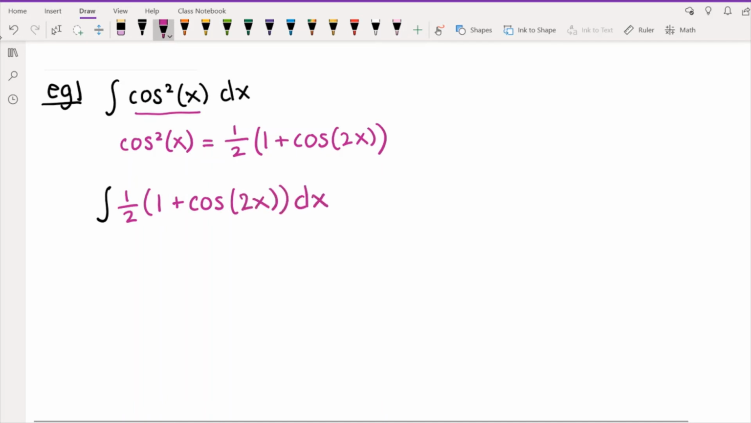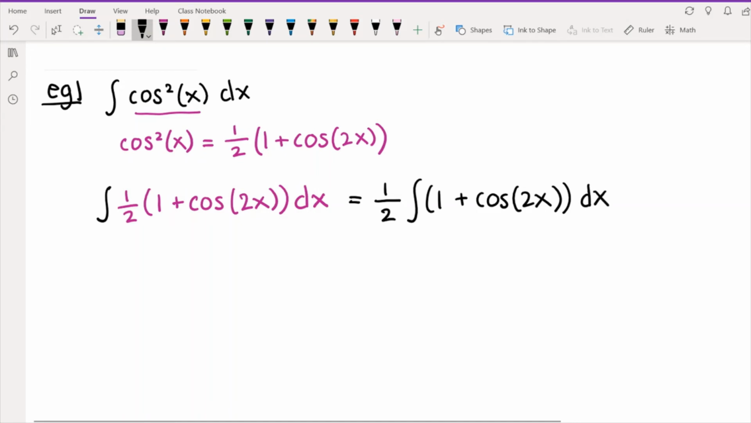dx. So let's clean this up a little bit. Let's pull the 1/2 outside of the integral. And so now we just have 1 plus cosine of 2x dx. From here, we can now split this into two integrals. I mean, you don't really have to, but I think it might just make things a little easier. So if we split this into two integrals, one is the integral of just 1, and then the other one is 1/2 times the integral of cosine of 2x dx.